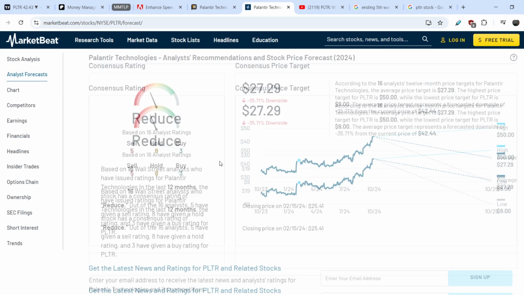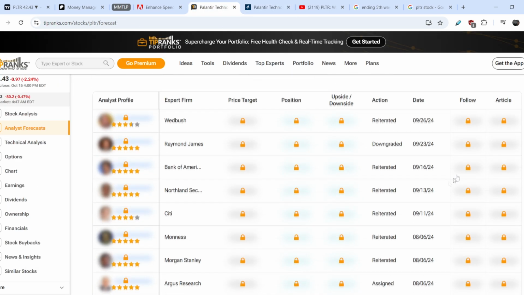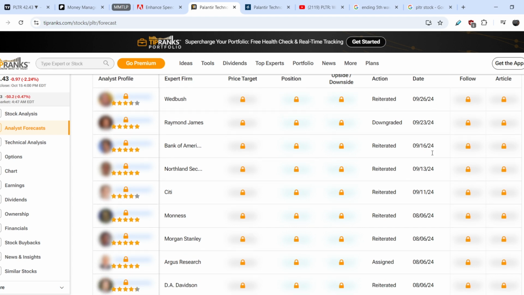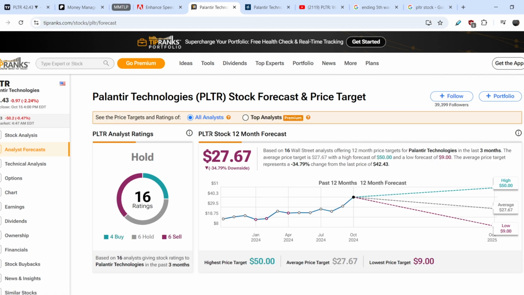On top of that, according to marketbeat.com, we have a consensus analyst price target at $27.29, pretty much the same price with the same downside potential of 35.71%. And guys, take a look right here. These forecasts are not outdated. The majority of them were made in September of this year, less than 1 month ago, and that is why the 12 months forecast is still on the table. That is why you have to be cautious.